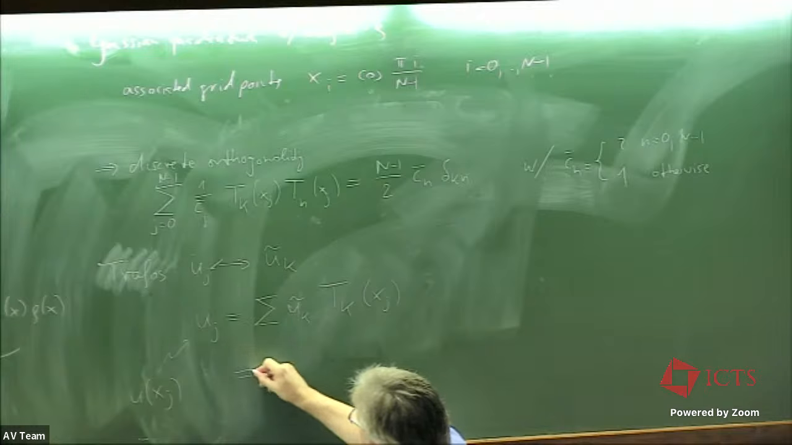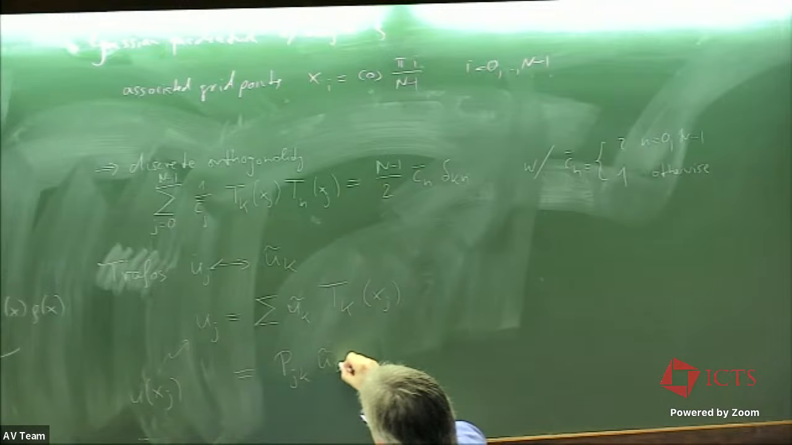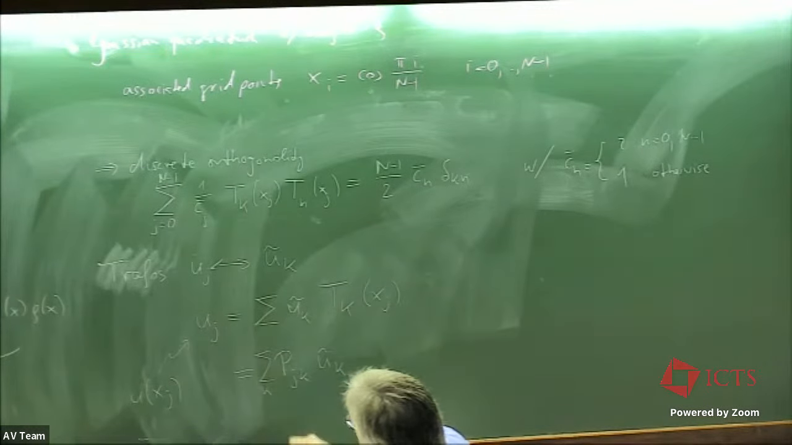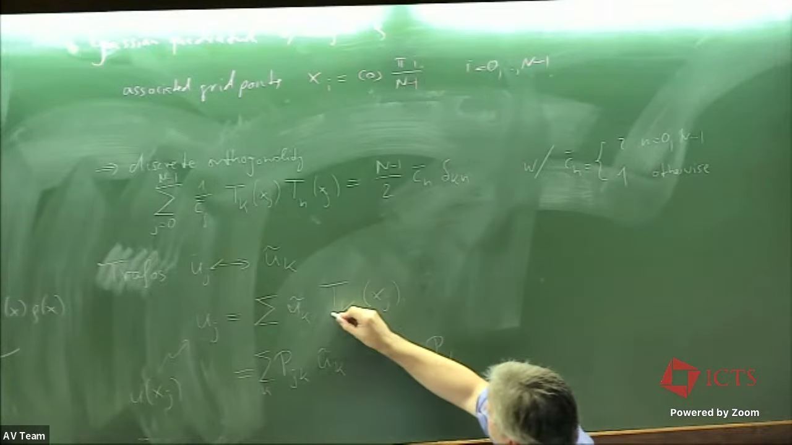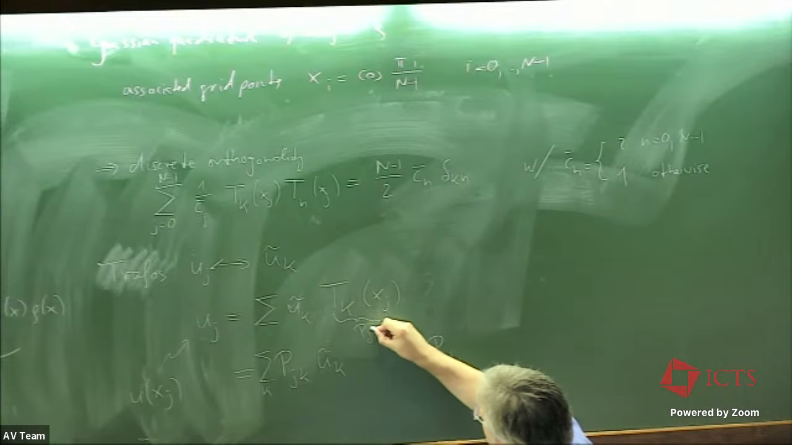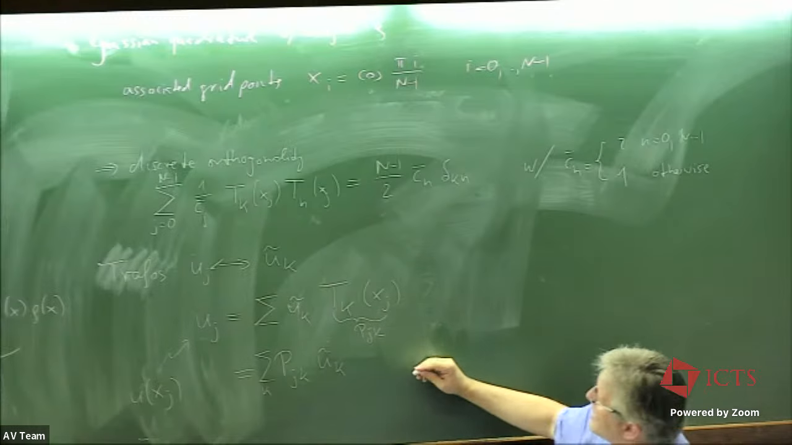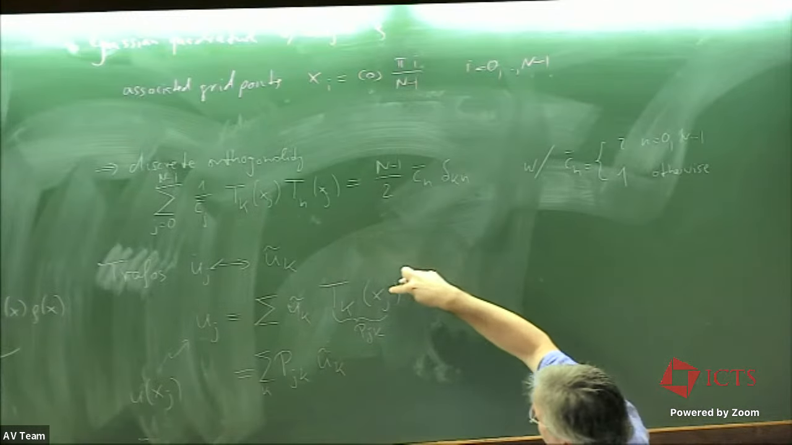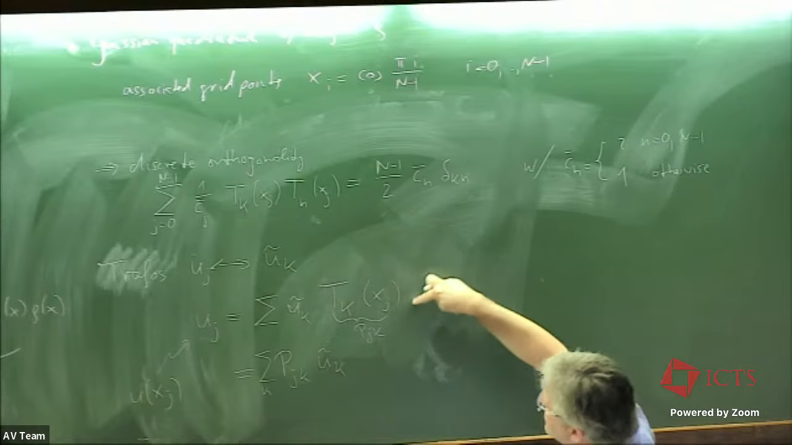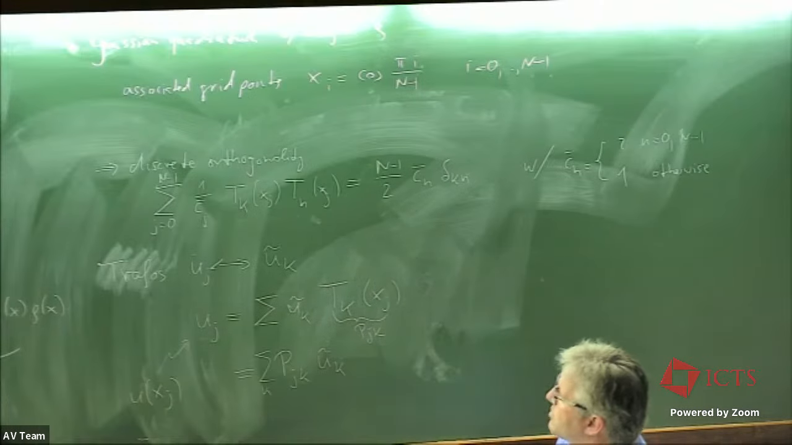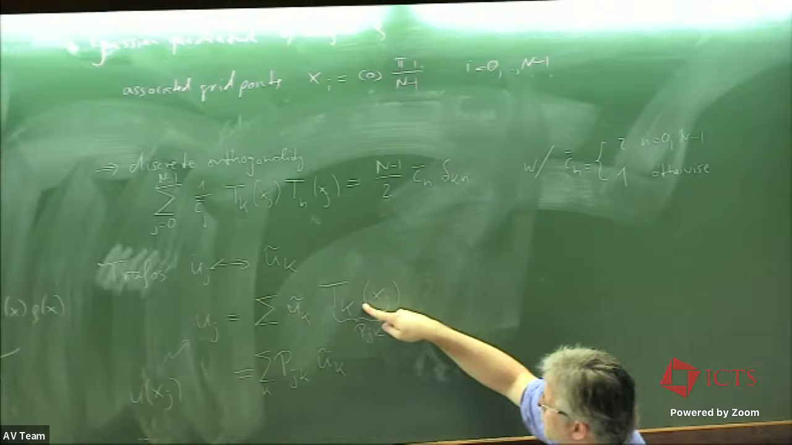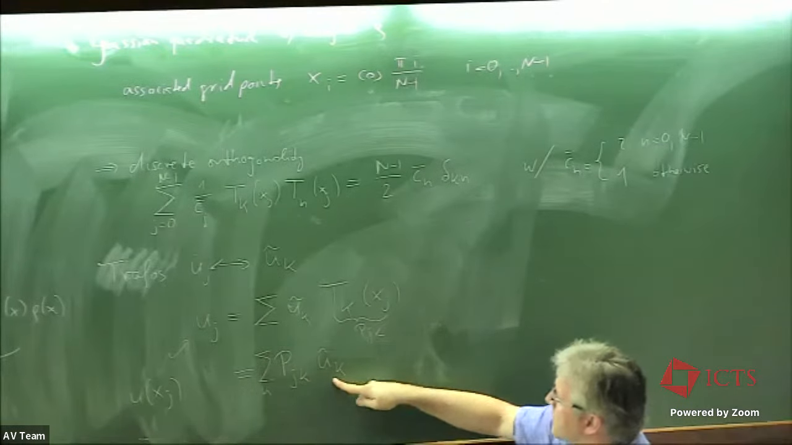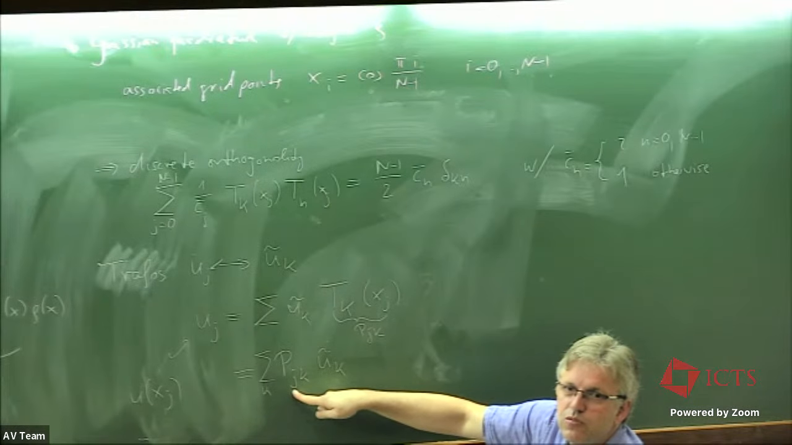This now can again be written as a matrix multiplication, p_jk times u tilde_k, sum over k. And this p_jk, well, is simply this one here. No big surprise. At the collocation points, the Chebyshev polynomials have some values. You put them all into a matrix, and then the sum over the spectral coefficients times polynomials turns into a sum over the spectral coefficients times the values of the polynomials at the various points.